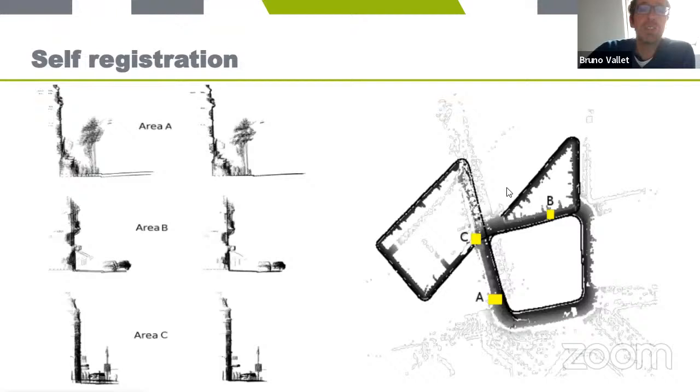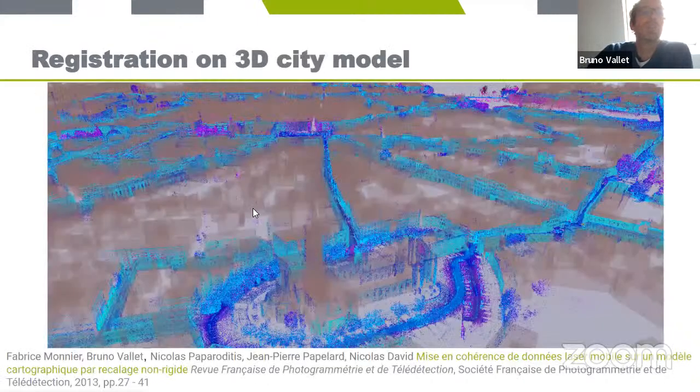This is an example of results. This is self-registration. You're acquiring a point cloud, and you want your point cloud to be coherent when you go twice in the same street or at an intersection. So you look for tie points between your LiDARs, and then you look for the trajectory that minimizes the distance between these tie points. On the left, you have the result before registration, and on the right, after registration, and you see that on the right, the data is much more coherent.